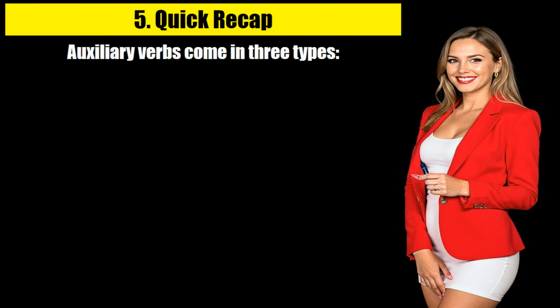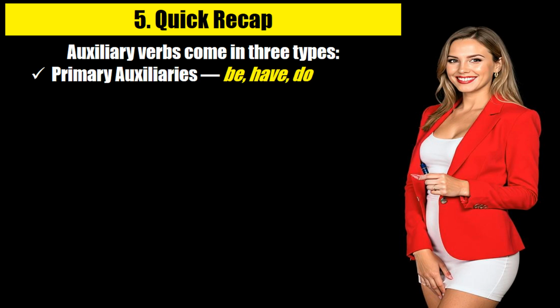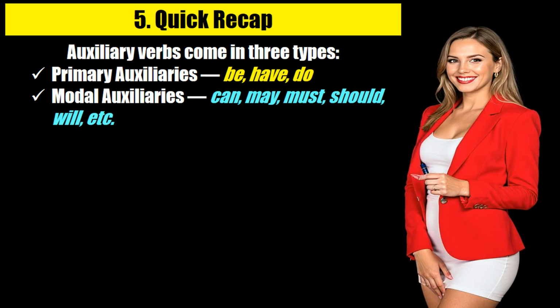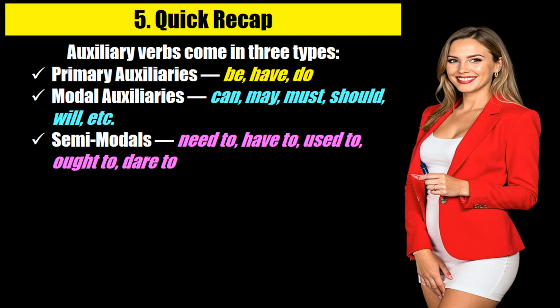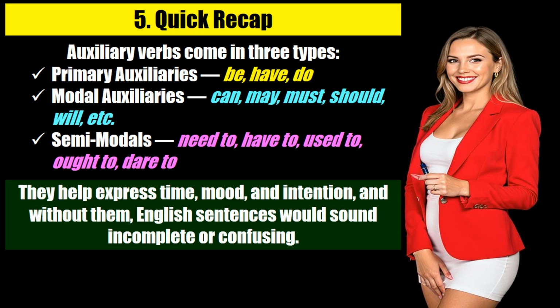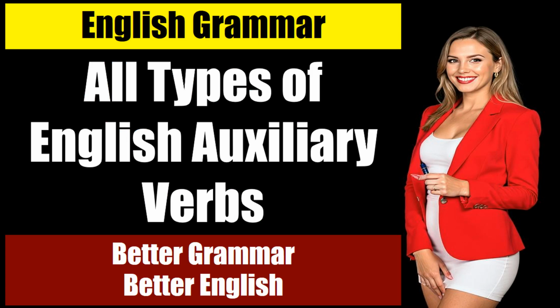5. Quick recap. Let's summarise. Auxiliary verbs come in 3 types. Primary auxiliaries, be, have, do. Modal auxiliaries, can, may, must, should, will, etc. Semi-modals, need to, have to, used to, ought to, dare to. They help express time, mood and intention, and without them, English sentences would sound incomplete or confusing. So now you know, auxiliary verbs are the silent helpers that make English grammar powerful and expressive.